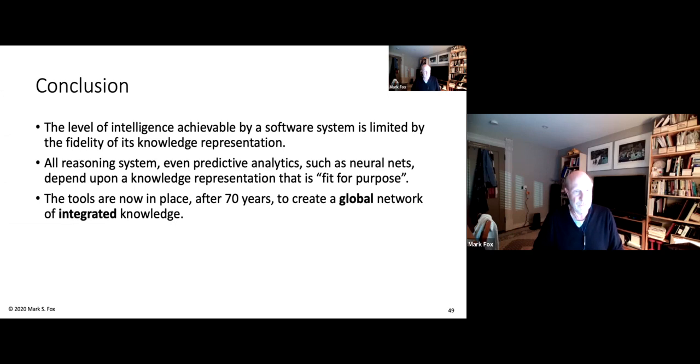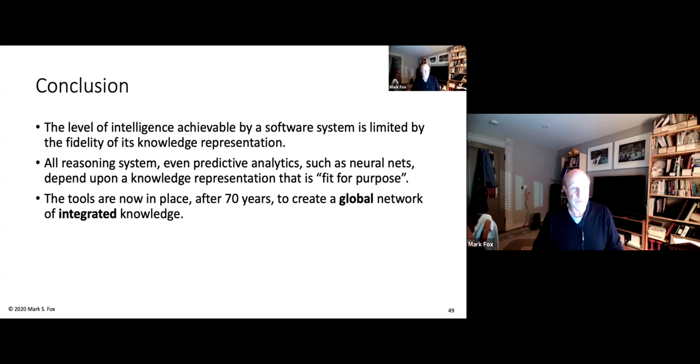All reasoning systems, whether it be predictive analytics such as neural nets, depend upon a knowledge representation that is fit for purpose. Sadly, most neural net applications that people hear about don't require sophisticated knowledge representations. Whether it's image understanding or speech understanding, the representation itself is extremely simple. It's a matrix of pixels, it's a speech waveform, extremely simple.